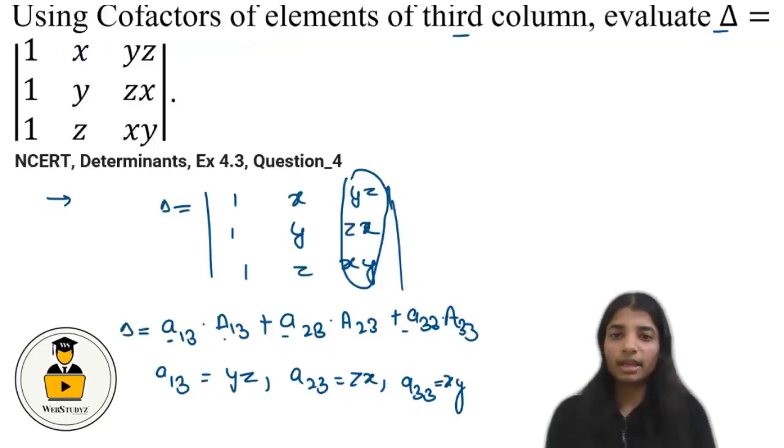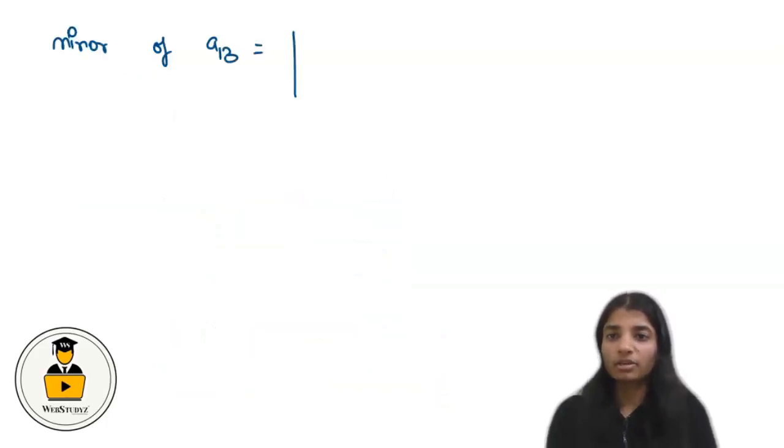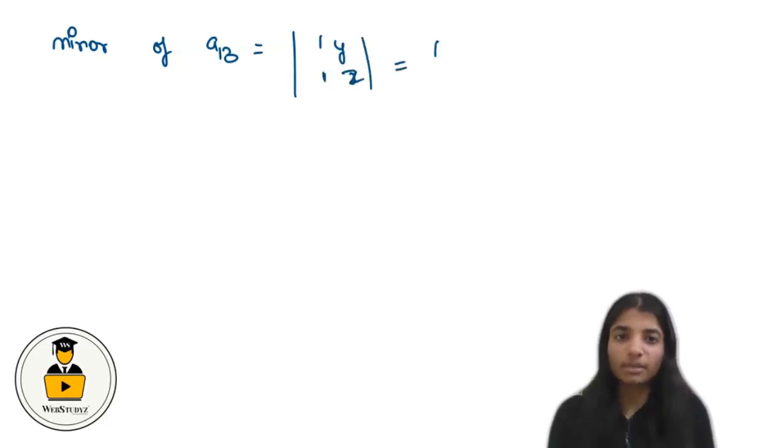In order to calculate the cofactor, firstly we have to find the minor. So for the minor of a13, we have to cancel the row and column in which a13 lies, and after that find the determinant of the remaining elements. So the minor of a13 is the determinant with rows 1, y and 1, z. Solving this, 1 multiplied by z is z, minus 1 multiplied by y is y. So this is its minor.